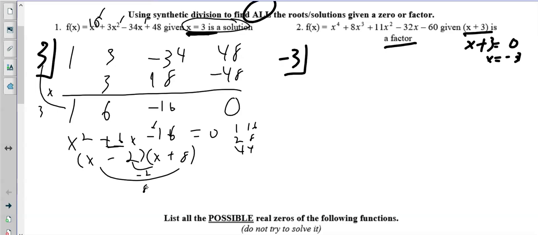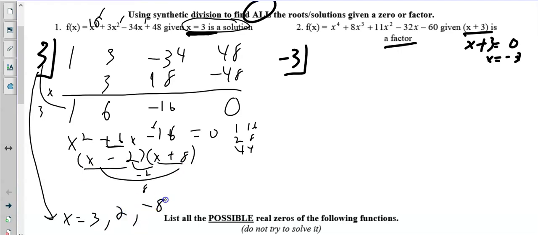Now, I'm not done yet. Remember also, we talked about, remember, this is one of my solutions right off the bat. Then, my other solutions are set these equal to 0. So x equals positive 2, and x equals negative 8. Those are my 3 solutions.